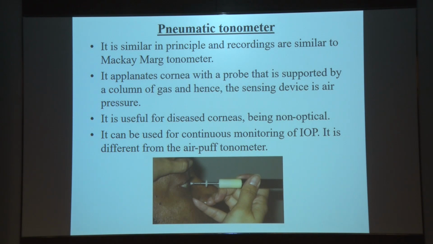is similar in principle and recordings are similar to Mackay-Marg tonometer. It applanates the cornea with a probe that is supported by a column of gas, and hence the sensing device is air pressure. It is useful for diseased corneas, being non-optical, and it can be used for continuous monitoring of IOP. It is different from the air puff tonometer.